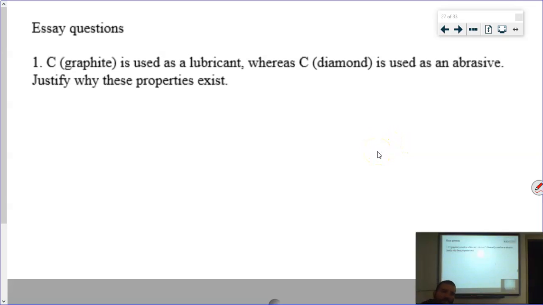But let's read the first one. Carbon graphite is used as a lubricant, whereas carbon diamond is used as an abrasive. Justify why these properties exist.